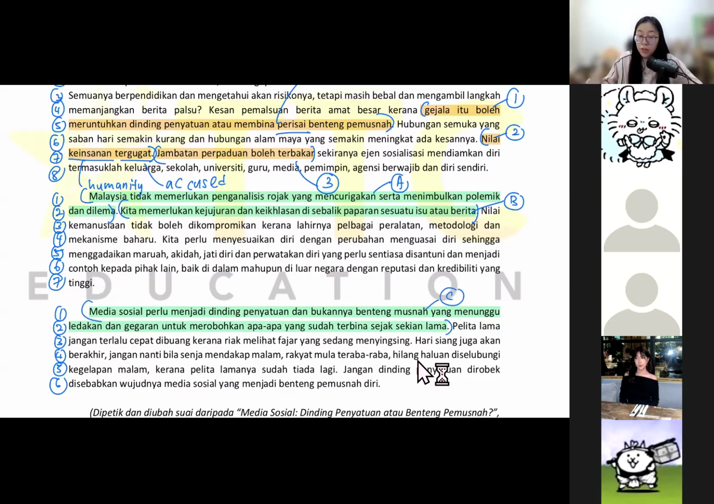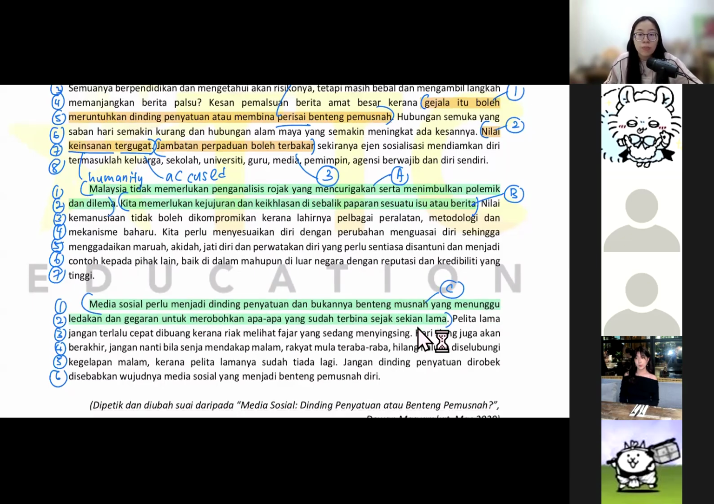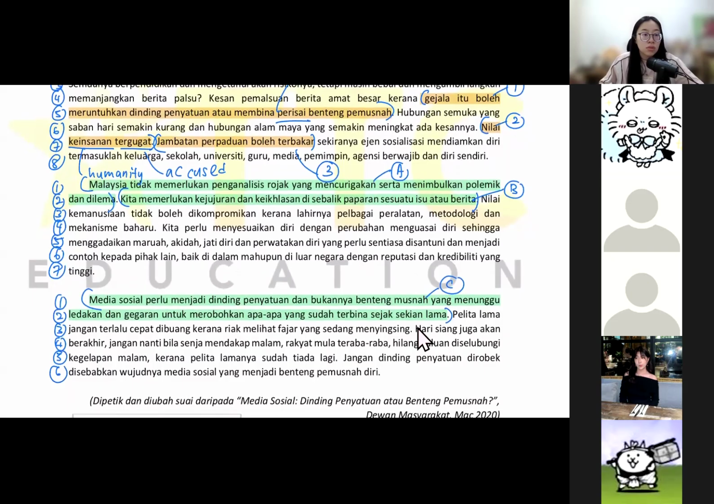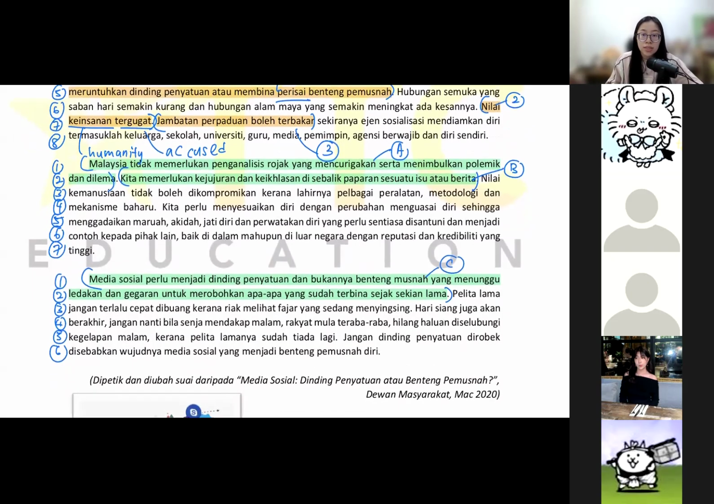So C. If your teacher says they want the full sentence, just follow. But normally, if you stop until penyatuan, actually it's enough already. But if your teacher wants to explain all the things, they want the full sentence, you have to follow. Okay, so this is C.